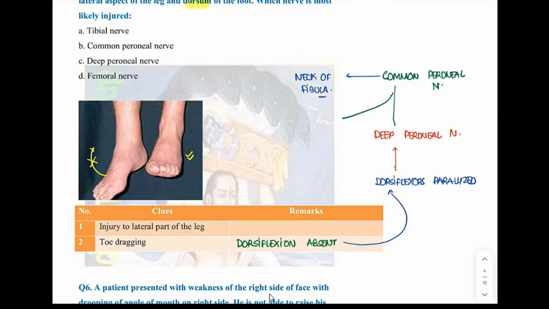So whenever we see a case of fractured neck of fibula, there is a possibility that the common peroneal nerve might get damaged, and because of the involvement of the deep peroneal nerve, the dorsiflexors are paralyzed and the patient will have loss of foot dorsiflexion, and this condition is known as foot drop. Clear? So this is the point here. Injury to the lateral part of the leg means there is fracture of the neck of the fibula. Clear? So this is how we have to associate this question.